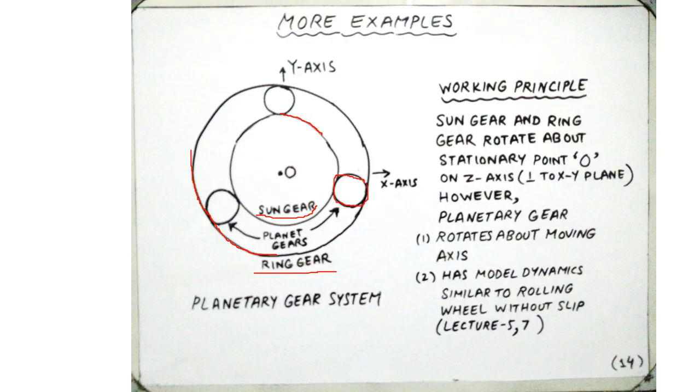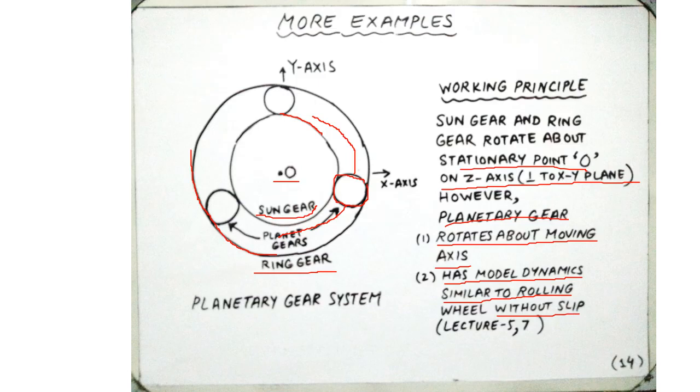So the sun and ring gear rotate about the stationary point O. So they are concentric. The stationary point O is on the z-axis, that is the axis perpendicular to the xy plane. However, the planetary gears behave differently. In some sense, the planetary gear motion will be in the space between the sun gear and the ring gear, and they are rotating about their moving axis. It is very similar to the case of the rolling wheel without slip in our lectures 5 and 7. So the same assumptions will be applied here.